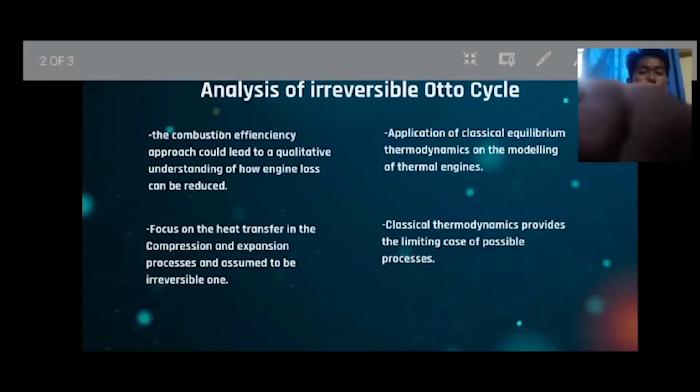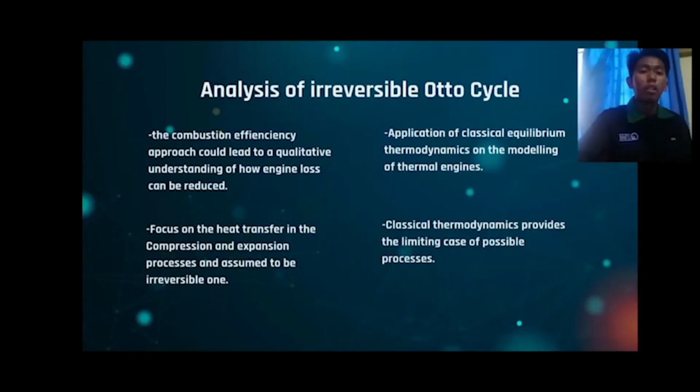Next, for the analysis of an irreversible Otto cycle, first we have the combustion efficiency approach to lead to a qualitative understanding of how engine loss can be reduced. Second, the application of classical equilibrium thermodynamics on the modeling of thermal engines. So we apply this into the model of this case study to find the data. Third, focus on the heat transfer in the compression and expansion process, assumed to be irreversible.